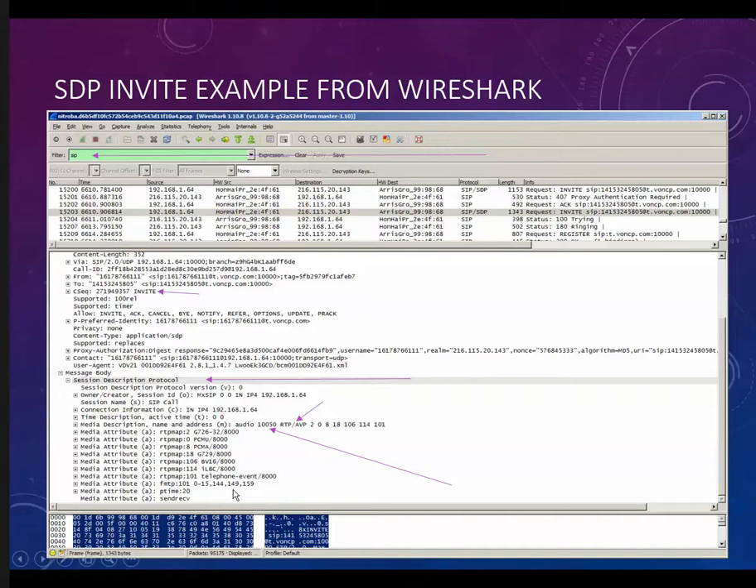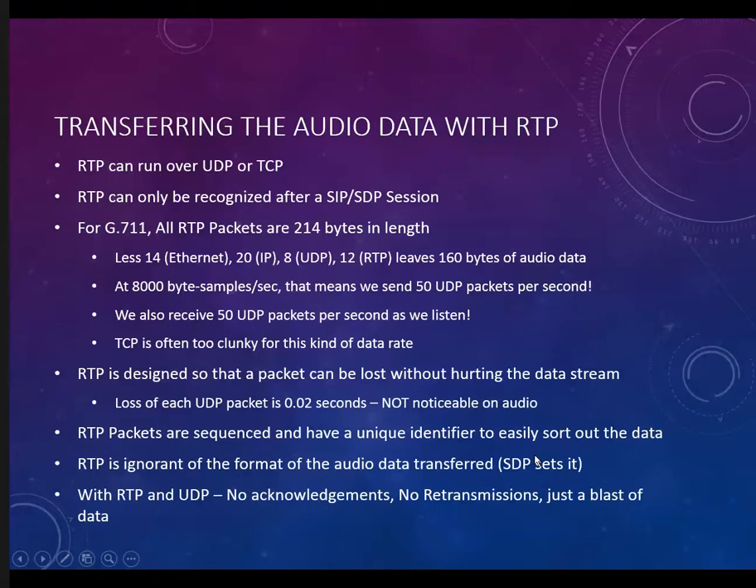So this is where we are able to pick out the port and make sure the protocol and the codec used to decode that audio data make sense for us. Okay, finally, when we actually want to look at the audio data, we're going to look with RTP. RTP can also run over UDP or TCP. RTP can only be recognized after an SDP session has taken place that identifies that port number. And that is a technique Wireshark uses.